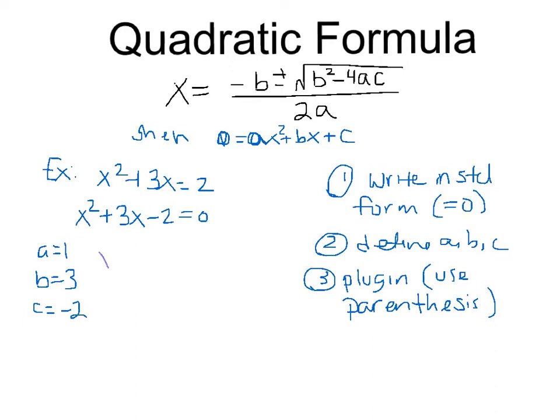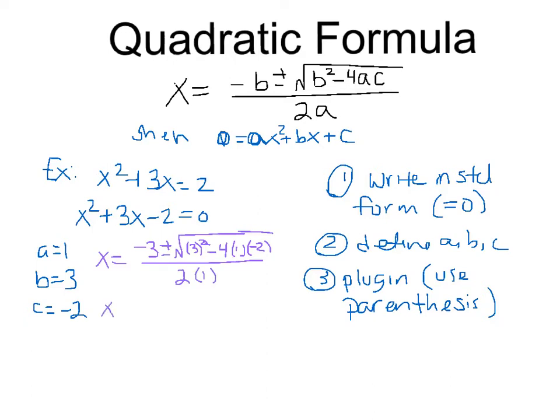So if we have x is equal to negative b, so our b is positive 3, so we'll have negative 3 plus or minus the square root of b squared. I'm still going to put b in parentheses because if that were to be a negative and you didn't use parentheses, your calculator would compute it incorrectly. So we've got b squared minus 4 times a, which is 1, times c, which is negative 2, all over 2 times a, which would be 2 times 1.